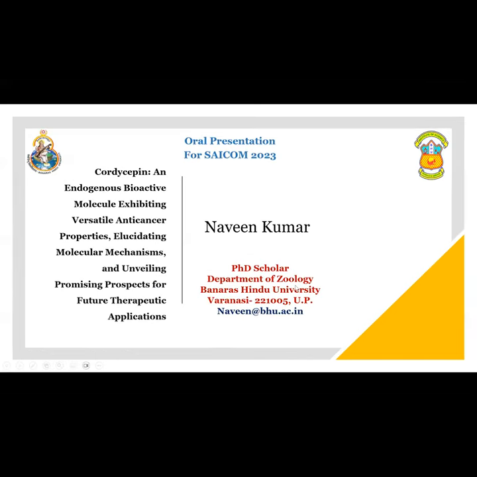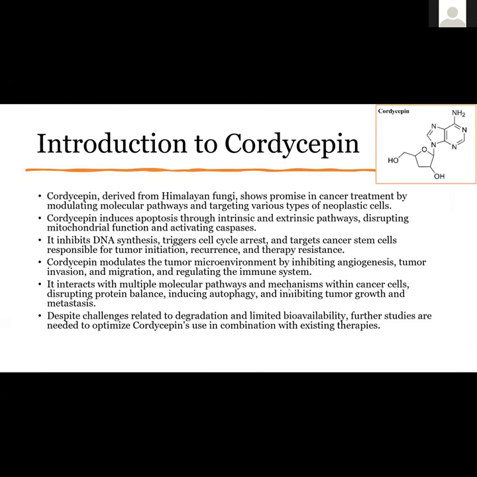Myself, Naveen Kumar. I am a PhD scholar at Department of Geology, Banaras Hindu University. And today we are exploring the anti-cancer activity of a specific compound, cordycepin, in different cancer cells. So what is cordycepin? It is a nucleoside analog which has absence of an OH group, and it is derived from the Himalayan fungi, and it has shown various anti-cancer effects in different types of cancer cells.